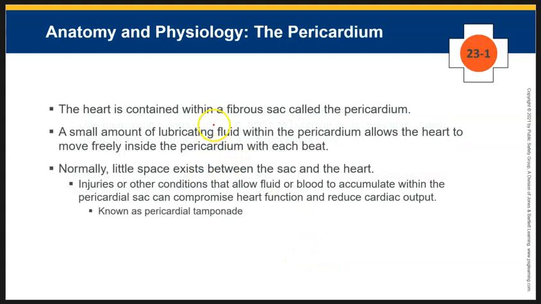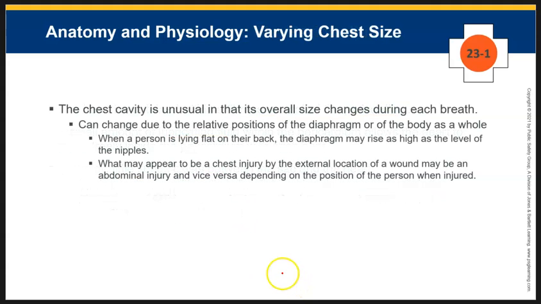Likewise, the heart is contained within a sac. It's called the pericardium, literally around the heart. And again, it has lubricating fluid allowing the heart to move with each beat, but that sac does not have a lot of give. Little space exists between it and the heart, and so if fluid or blood accumulates within the pericardium, we can compromise heart function, we can allow it to not pump completely during systole, and we end up with pericardial tamponade.